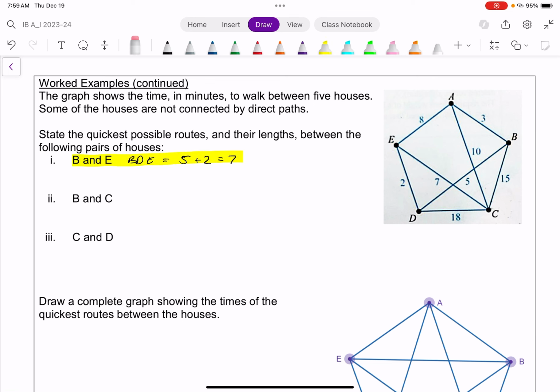I want the shortest possible route from B to C. Again, your eyes probably are drawn to that 15, which may be the shortest, just don't assume it is. And it is not actually. The shortest possible route from B to C is to go up here and down here, 10 plus 3. So BAC.